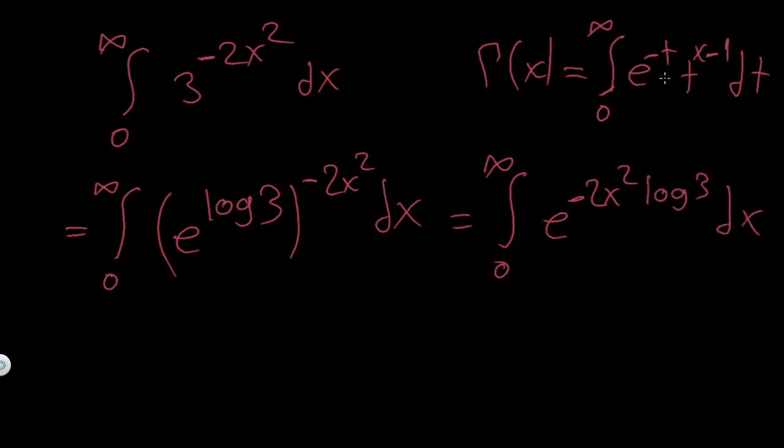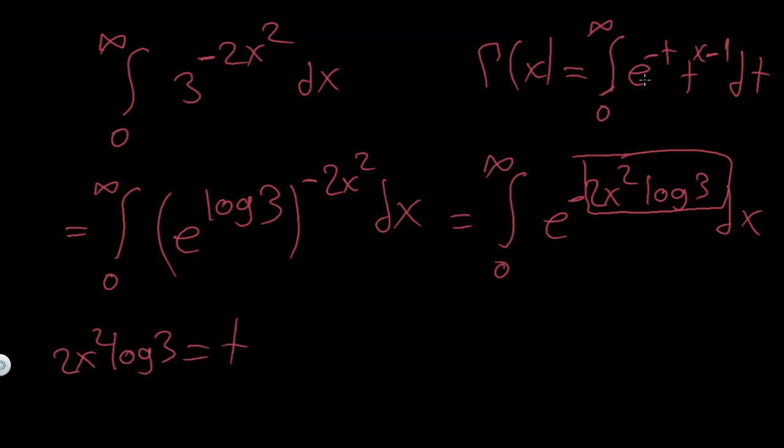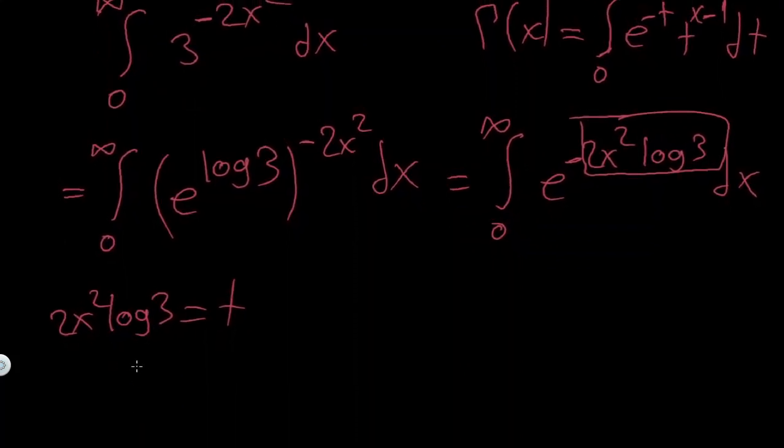Now this is a bit closer to this form, but still not enough. First of all, I should have e to the minus t, not something squared. So I'm just going to call this part t. If I say 2x squared log 3 is equal to t, I'm going to have e to the minus t. That's good. Now, how can I differentiate both sides? It's easy, but I also need x. If I differentiate both sides, I have 4x log 3 dx equal to dt.